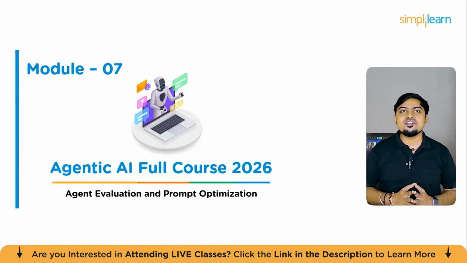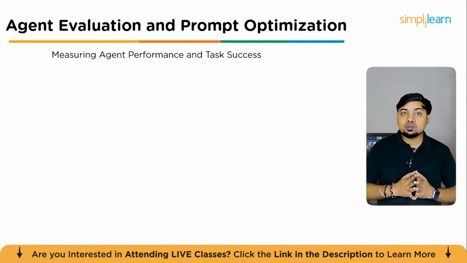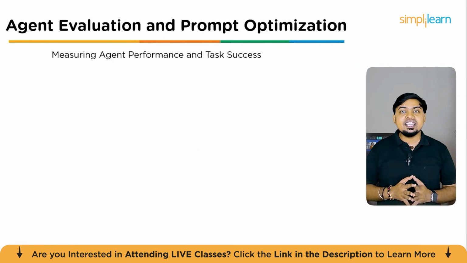So far in this course, we have discussed how to design agents, how they plan, how they use memory, and how they interact with tools. But building an AI agent is only the beginning. The real challenge is making that agent reliable, efficient, and production ready. And that's exactly what we are going to focus on in this chapter. Because an AI agent that works once is not enough. We need AI agents that work consistently.